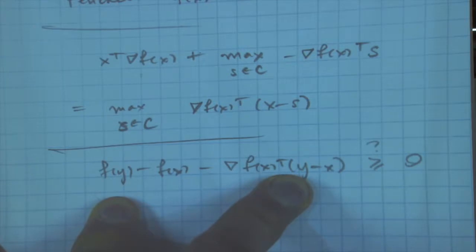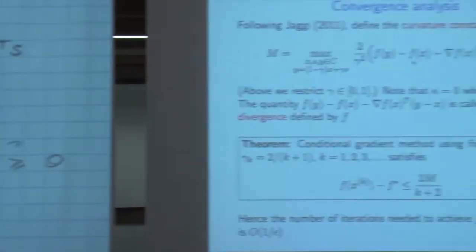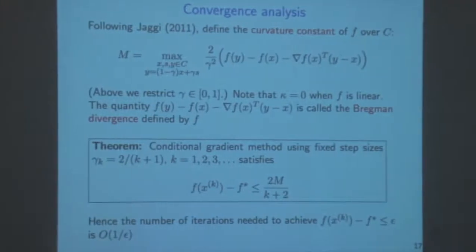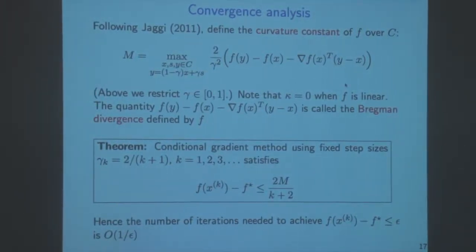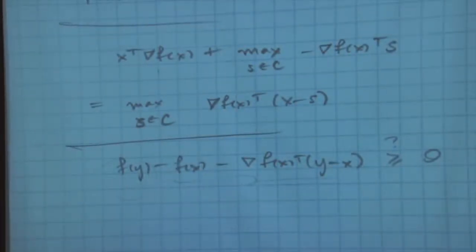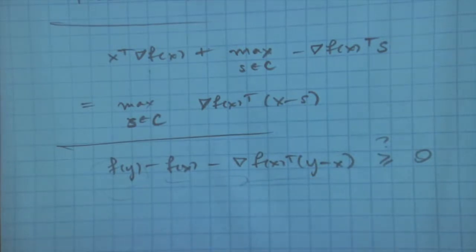If this is bigger than 0, then f is curved. And if f is extremely curved, then this is going to be very, very large. It's the maximum curvature in some sense, the maximum departure from linearity. This is the departure of the function from its linear extrapolation around x. This is also called the Bregman divergence.